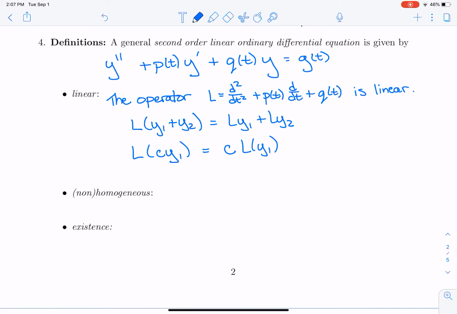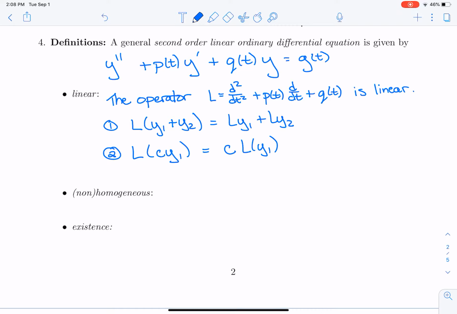We need to verify these two properties, but these can be easily verified because the derivative is itself a linear transformation, and so is the second derivative. And multiplication by a function p of t or q of t is also a linear transformation. I leave it to you to verify that these two properties are true on your own.